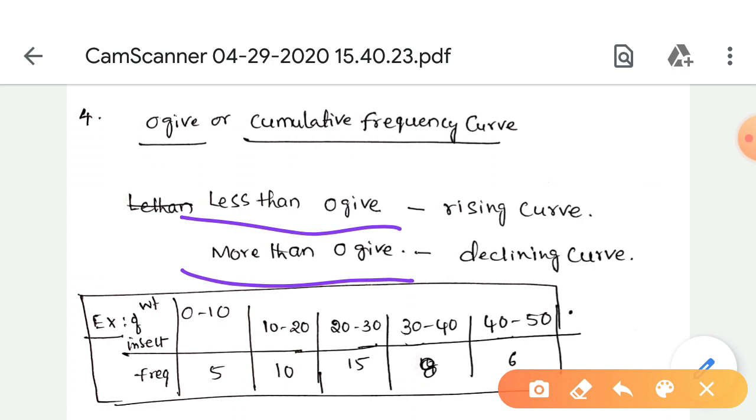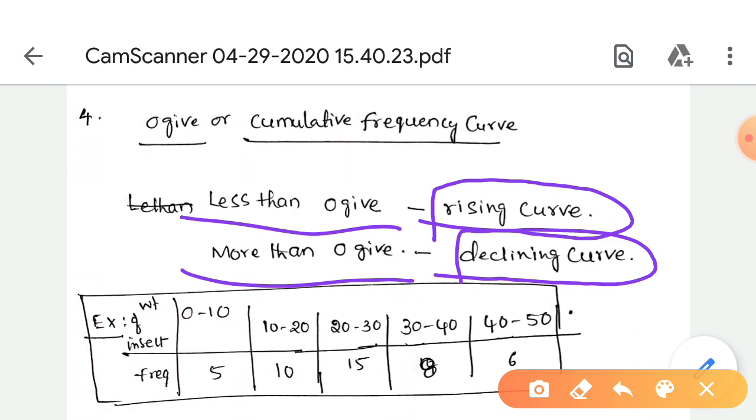The main difference between the less than ogive curve and the more than ogive curve is this: when we draw the less than ogive curve, we get a rising curve, and the more than ogive curve gives a declining curve. Okay, so here we check the example.